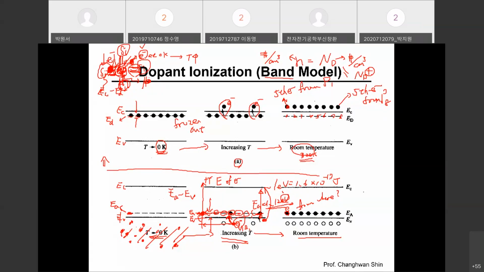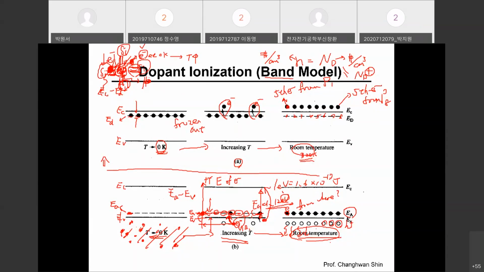Okay, then at room temperature, once all the acceptors are fully ionized, in other words, all the acceptors have accepted, as the word itself indicates, all the free electrons away from the covalent bonds, then many free holes are created, right? So these holes are kind of like a water bubble, okay? So they can freely move or roam around in the valence band. Okay.